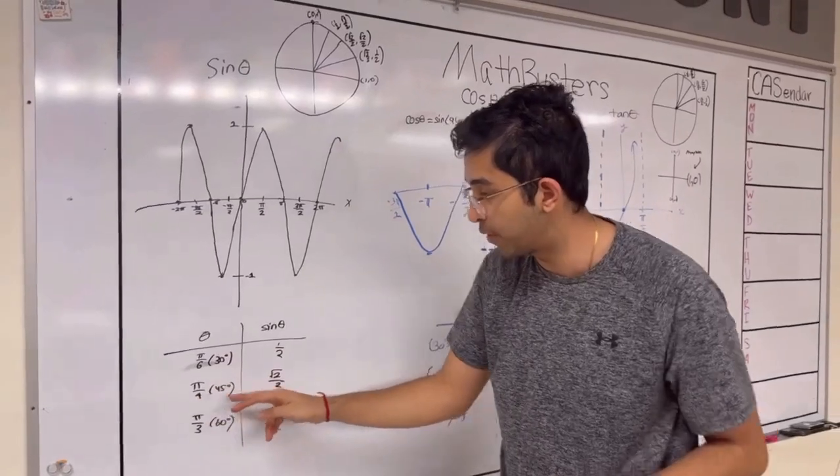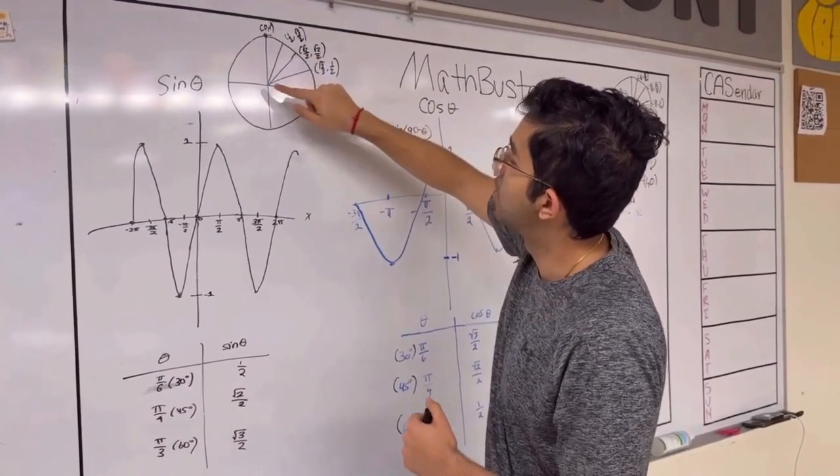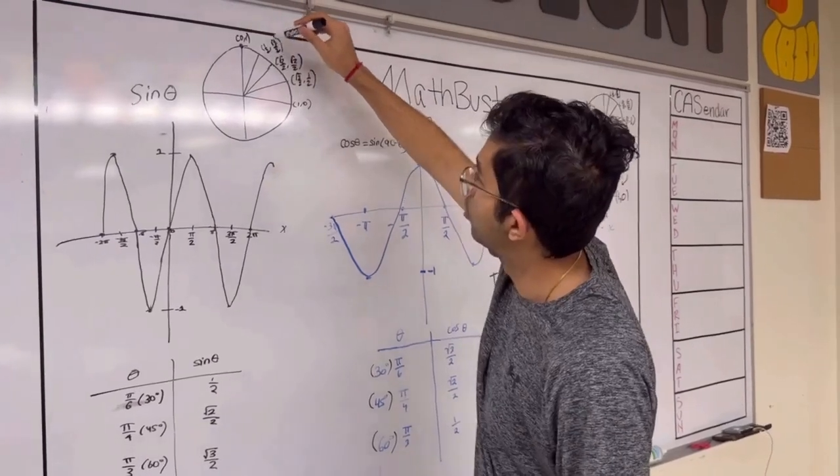Pi over 6, 30 degrees. Pi over 4, 45 degrees. Pi over 3, 60 degrees. But then the circle right here, sine is the y value. So for pi over 6, 30 degrees, the y value is 1/2. Sine of pi over 4, which is 45 degrees, is root 2 over 2. And sine of pi over 3, 60 degrees, is root 3 over 2. Those are the sine values respectively.